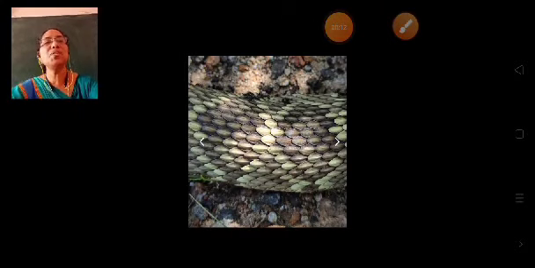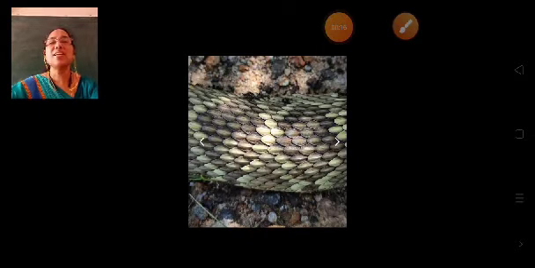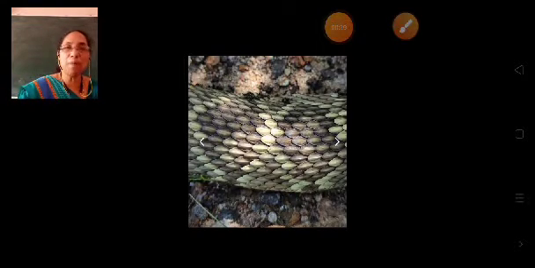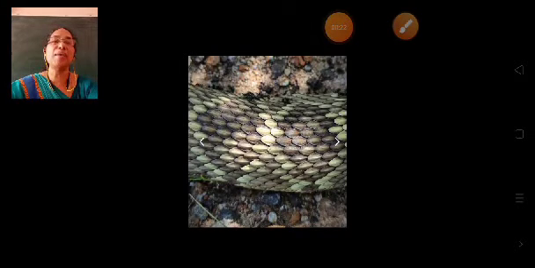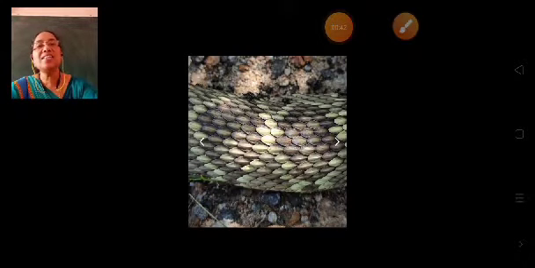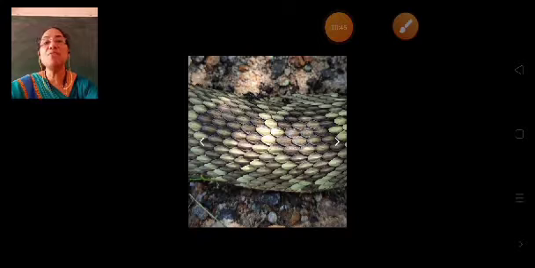Dear students, today we shall continue adaptations to environment of terrestrial animals. Students, we already read that terrestrial animals have legs to move and lungs to breathe on land. Then they also have well-developed sense organs and a nervous system in order to sense the changes in their surroundings.